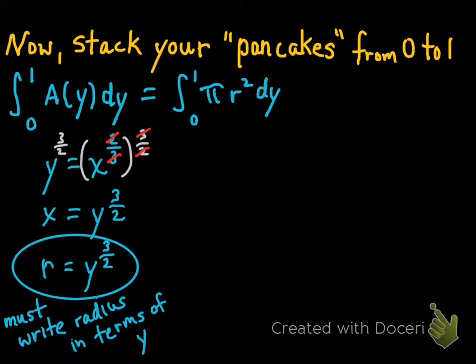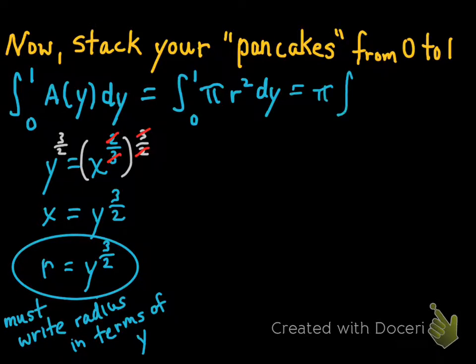I now realize when I go right curve minus left curve, I'm going y to the 3/2 minus 0. Our radius is y to the 3/2. Notice again the re-emphasis. We've got to write the radius in terms of y. So now we can plug this into our integral. Remember, the radius is y to the 3/2 power. That's something we still need to square.